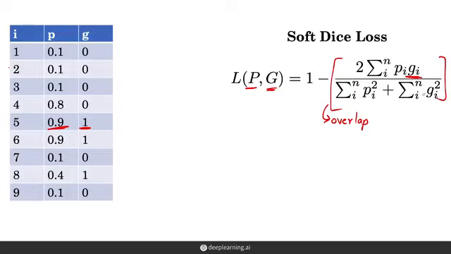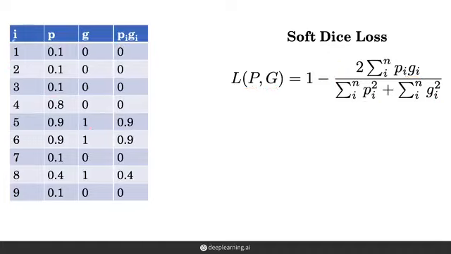We also want the denominator to be small, so when G equals 0, we want P to be close to 0. Otherwise, this term would be large and the denominator would be large. Now we take 1 minus this fraction such that a higher loss corresponds to a small overlap and a low loss corresponds to a high overlap. With this intuition, let's now compute the loss for this particular example.